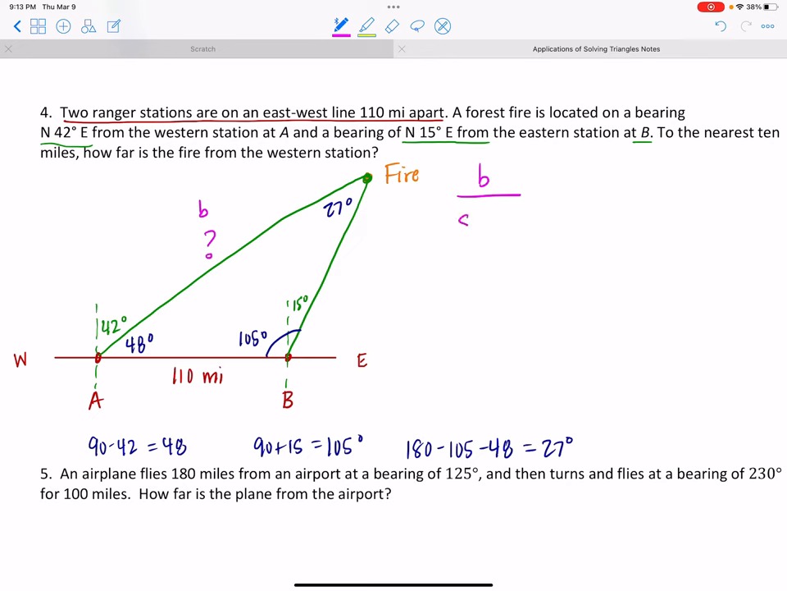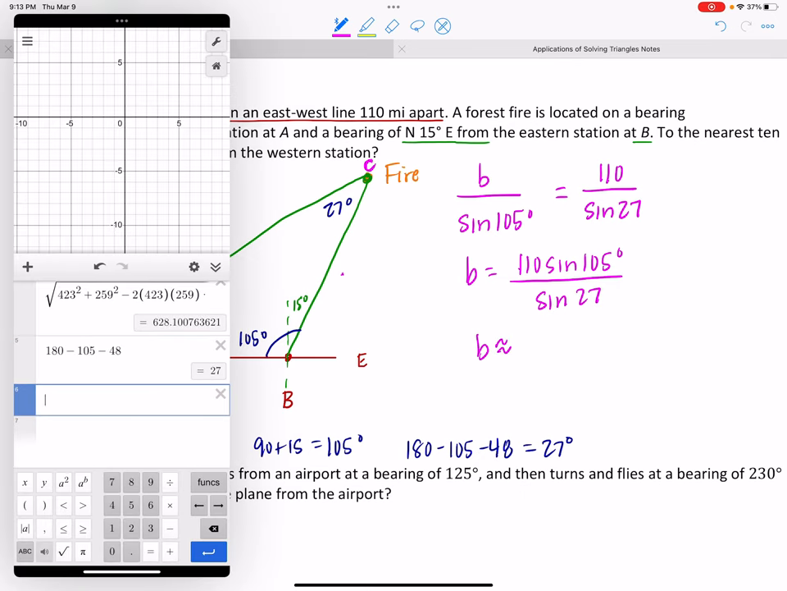We'll say b over the sine of angle b, which we figured to be 105 degrees, is going to equal, let's call this point up here c, and then this would be side c that goes across from it. We're going to have to use that pair since I don't have the one that's across from a. So let's go with 110 miles over the sine of 27. So that's c over sine c. And multiply both sides by sine of 105. So exactly, 110 times the sine of 105 divided by the sine of 27. That's our exact answer.